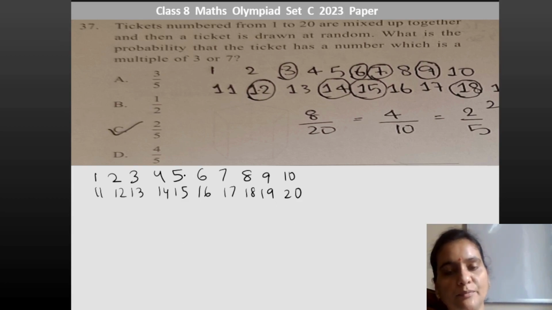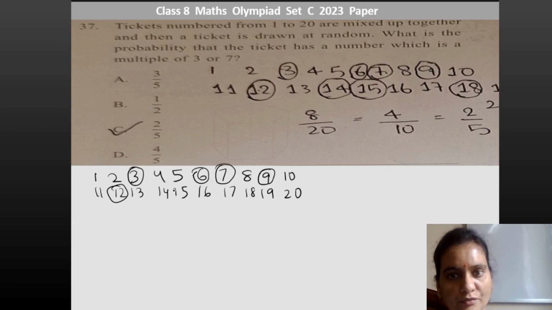So they are all jumbled up together. If I try to pick one ticket, it should either be a multiple of 3 or 7. What is that probability? We need to find out. So 3 is a multiple of 3 itself, 7 is a multiple of 7 itself. Now other multiples of 3 are 6, 9, 12, 15 and 18. Similarly, the multiples of 7 are 7, 14. No other multiple is there.